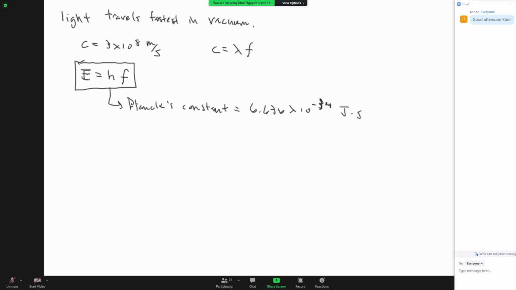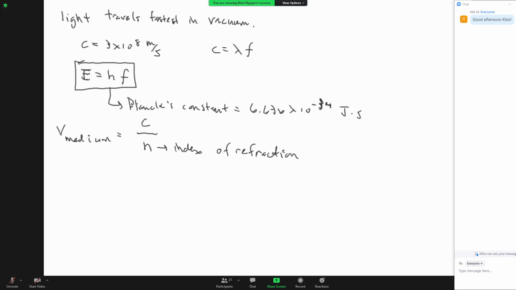Okay. The other thing we need to know is the speed of a wave in a medium is equal to the speed of that wave in a vacuum, which is c, divided by n, which is called the index of refraction.